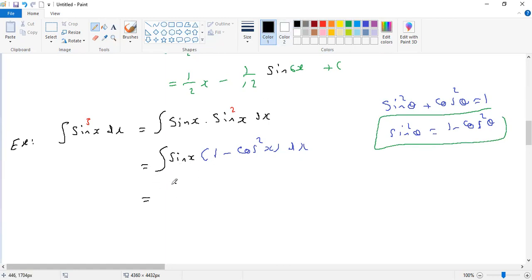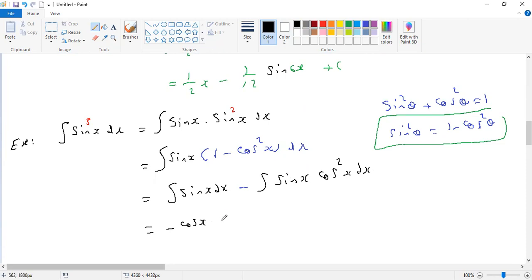Now we have the integral: first one, sine x dx, minus the integral of sine x cosine squared x dx. So now we integrate the first part, sine by 1, and the second part, sine by cosine squared. Why? Because you have minus the integral of each one; multiply and find the integral of each part. The integral of sine is minus cosine.